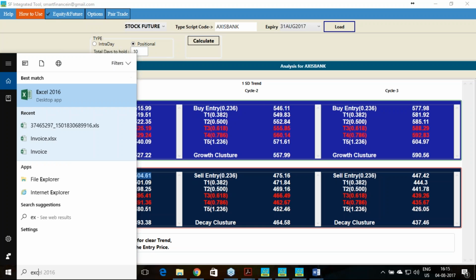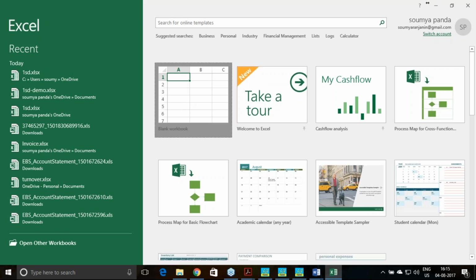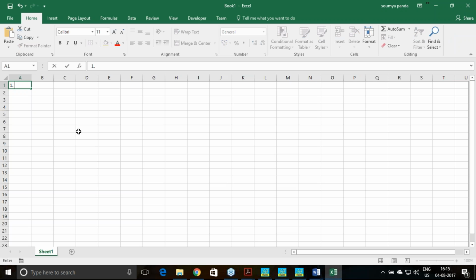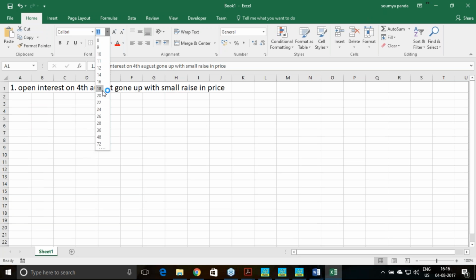Whatever things we have analyzed, those conclusions you have to put on paper. 1. Open interest for today, on 4th August, has gone up with a small rise in price. So this is the first conclusion you have drawn. Whatever you have analyzed, you have to put it on paper.